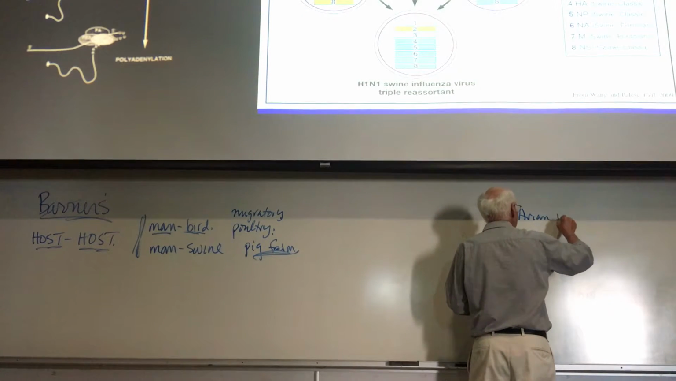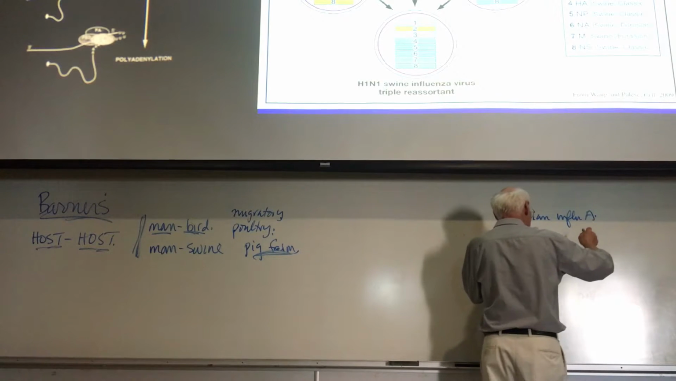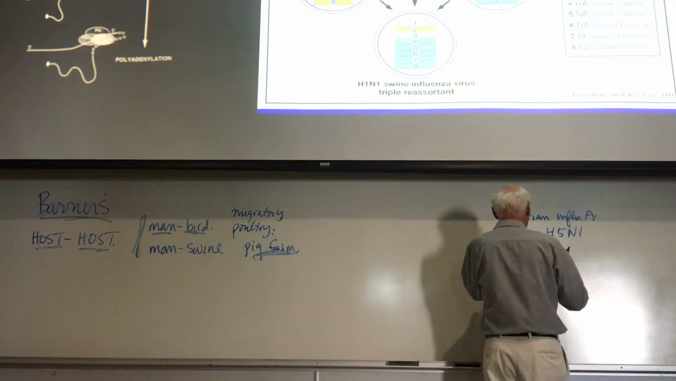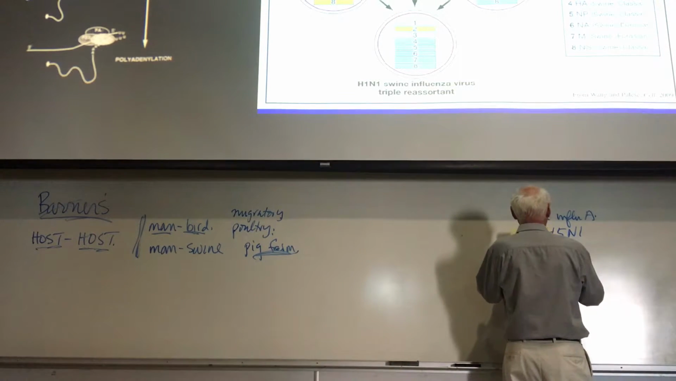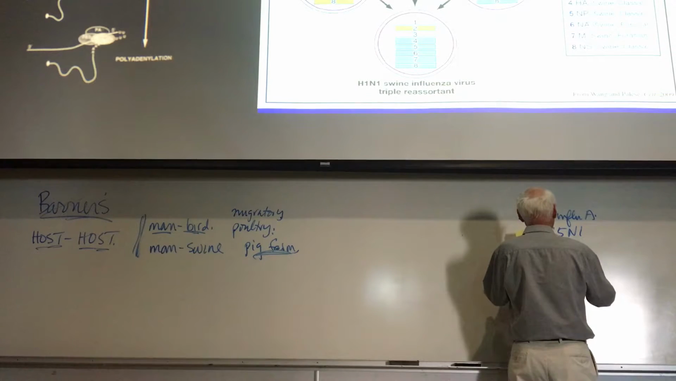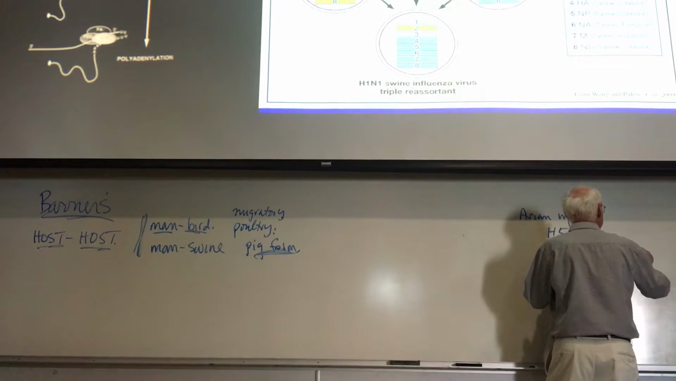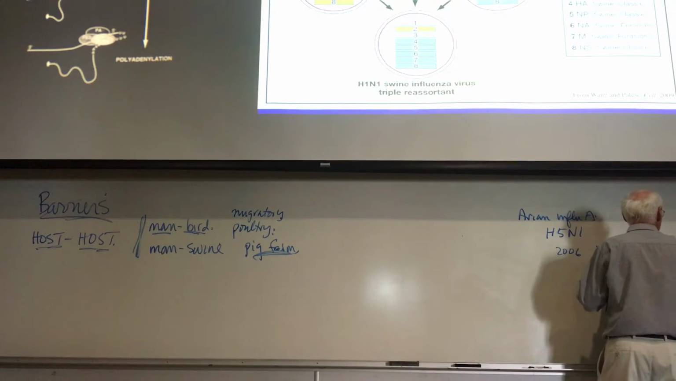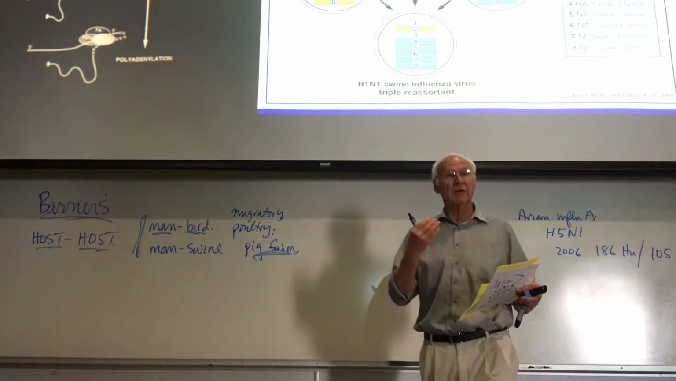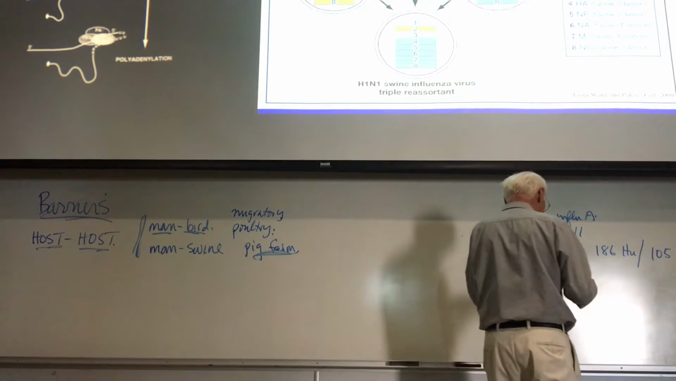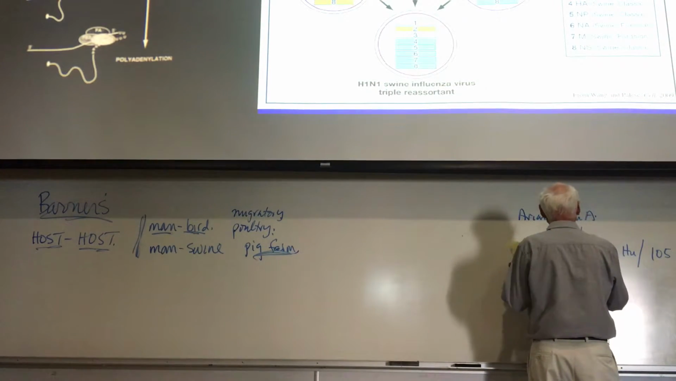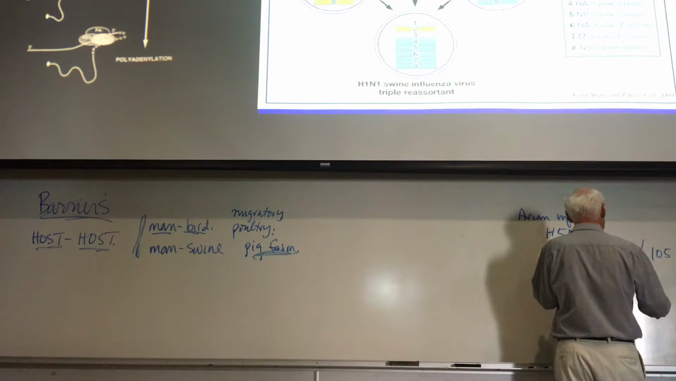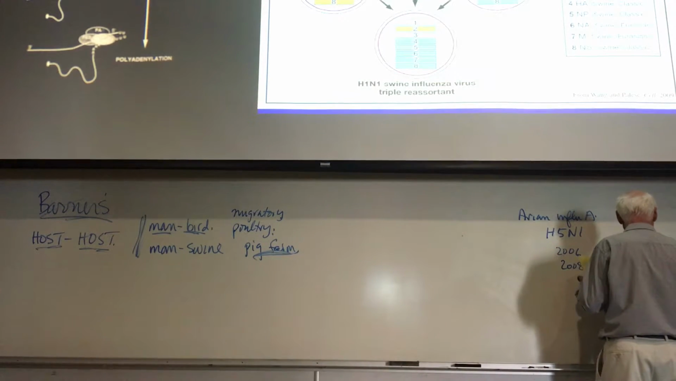would be avian influenza A, the H5N1 virus. In 2006, there was an outbreak, 186 human cases, 105 fatal. So, highly virulent virus. And then in 2008, 391 human cases, 247 fatal.